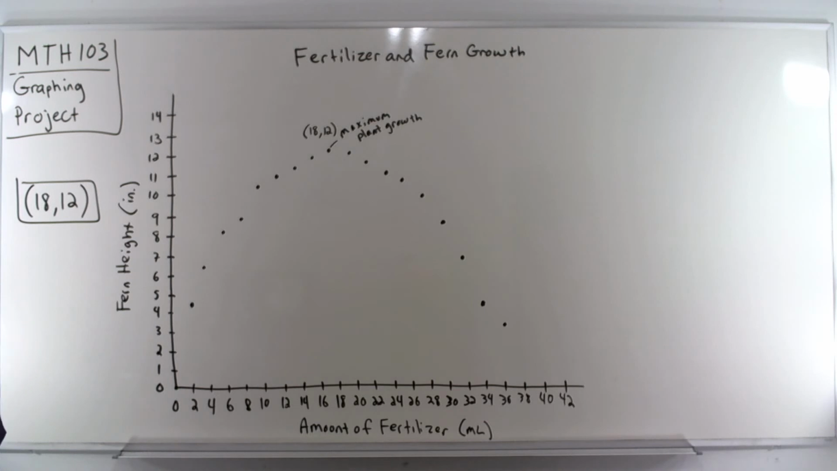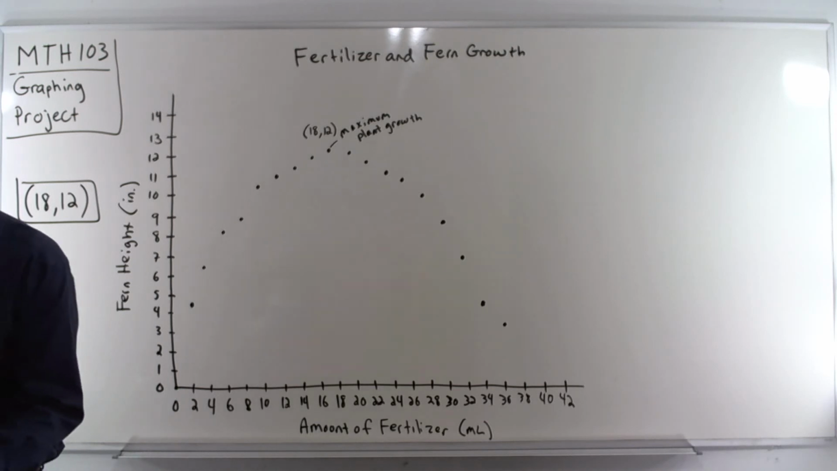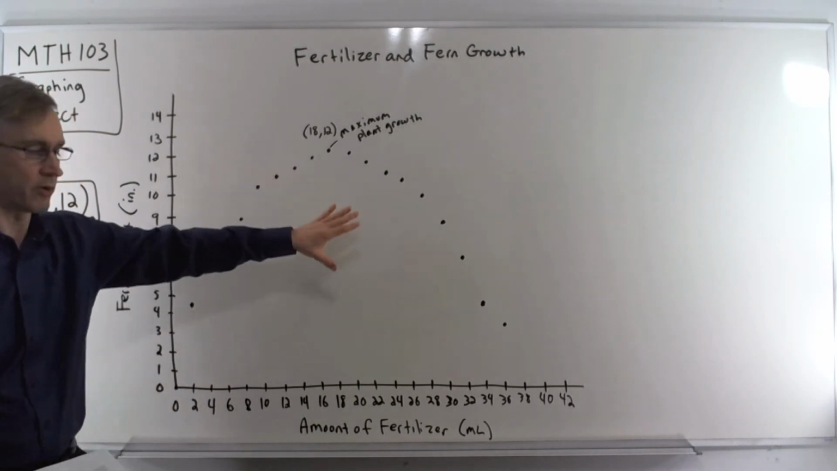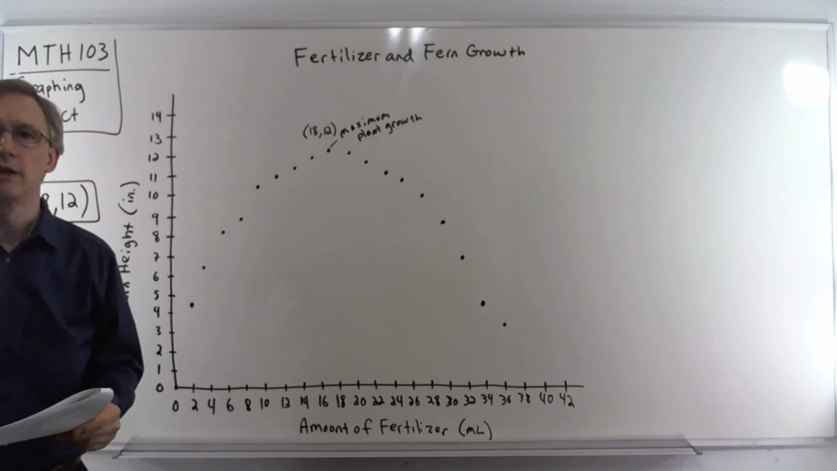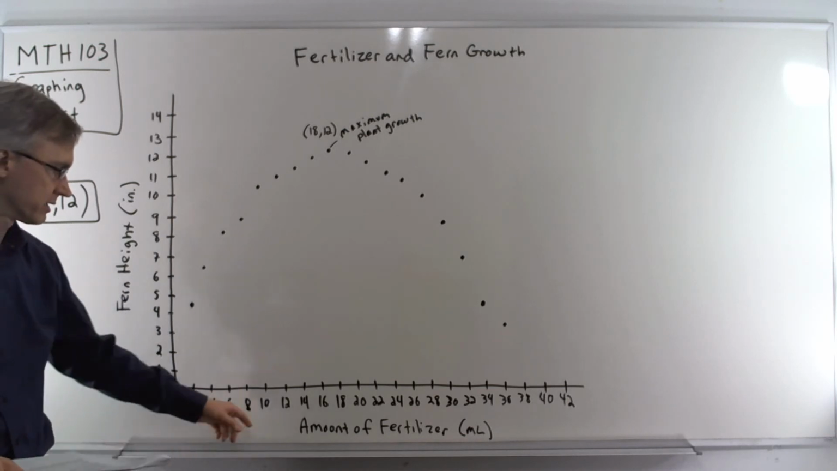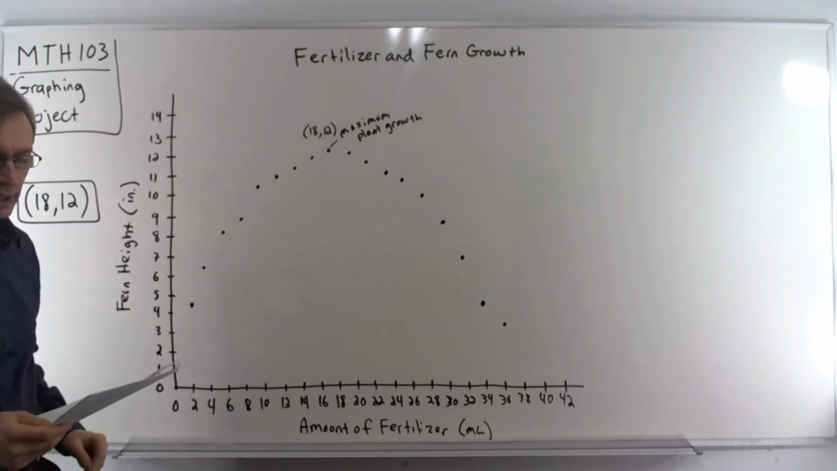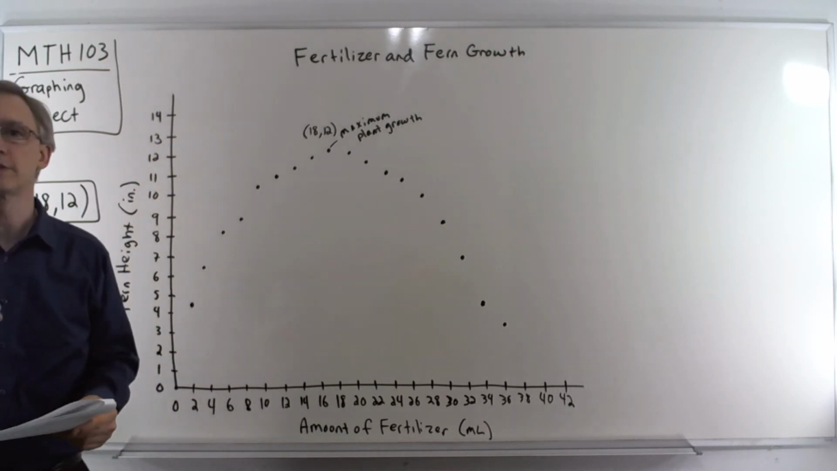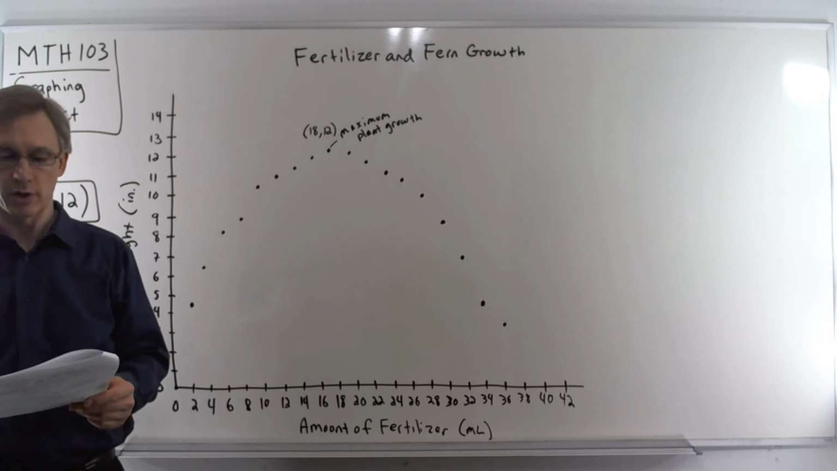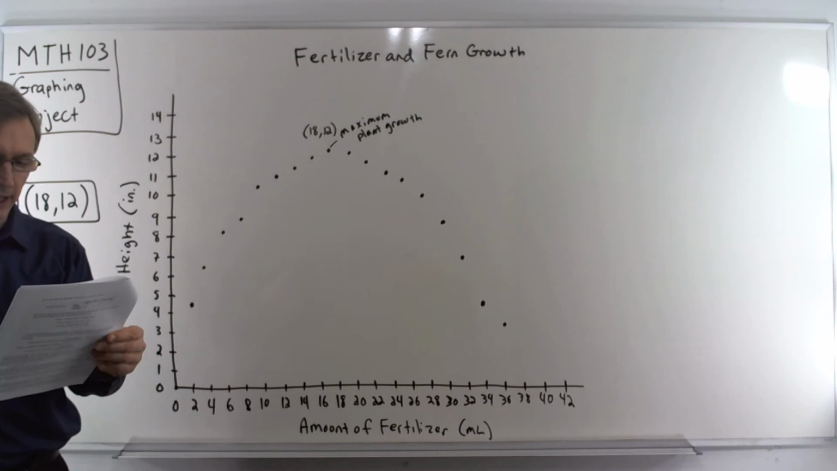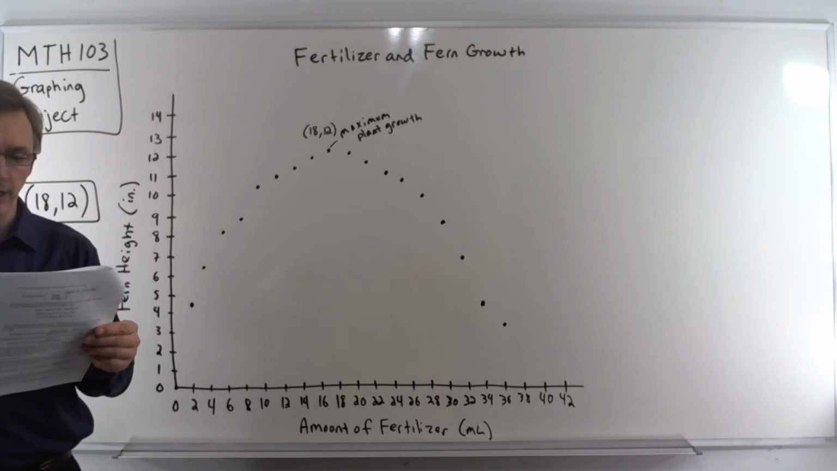All right, now we're going to express the relationship between the quantities at this point. In order to write precisely the meaning of one of these points, we have to have the independent variable with its units, the dependent variable with its units, and then some indication of the cause and effect relationship between the two quantities. So some example sentences, a plant that was fed 18 milliliters of fertilizer.